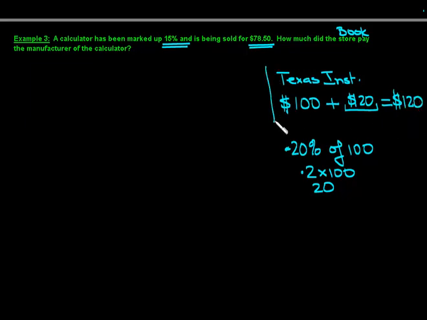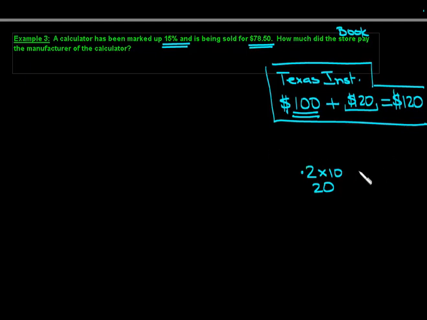This is just something all businesses do. They buy it from a manufacturer, from someone who makes a calculator, for a fixed amount. Then they mark up the price and sell it to you for a certain amount. The markup is usually some fixed percentage of what they paid for the calculator originally. So let's use this idea to do this problem.